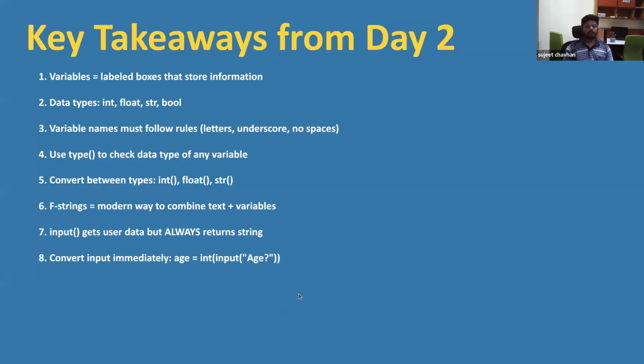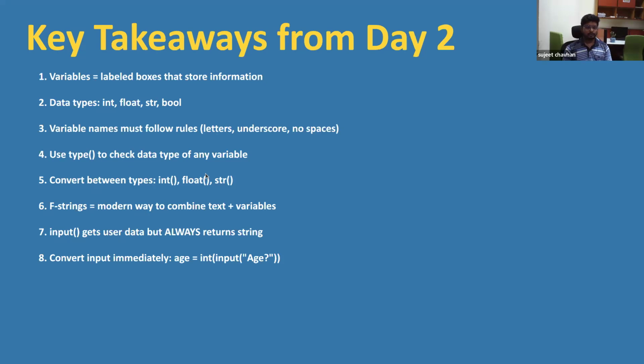Okay. So what are the key takeaways? Variables. What are variables? Variables are labeled boxes that store information. We have seen 4 data types: int, float, string, and boolean. Variable names must follow the rules. There are some rules. It should start with a letter or underscore. Spaces are not allowed.